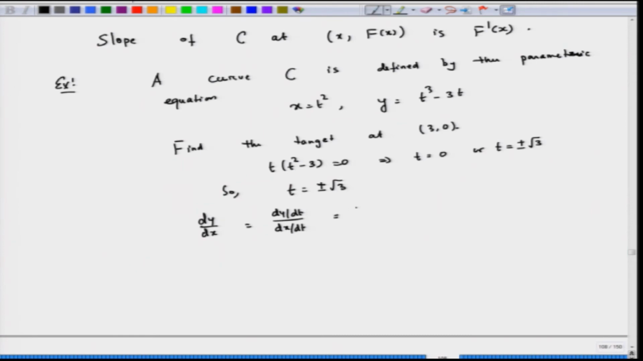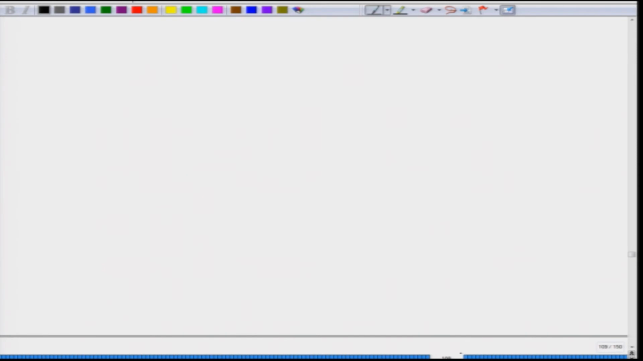In this case, at t equal to square root of 3, we are going to get this. And dy by dx, if we look at t equal to minus square root of 3, is going to be, if we calculate, this. Okay. So now in this situation, let us try to get what is going to be the arc length.